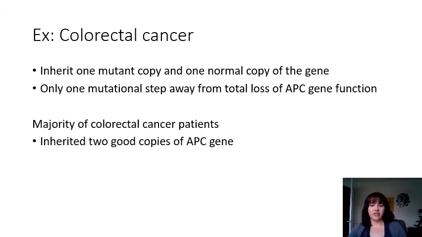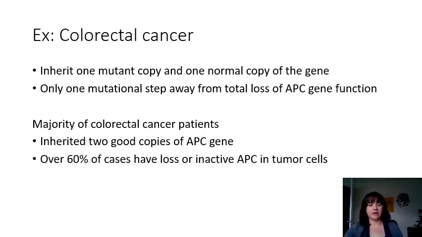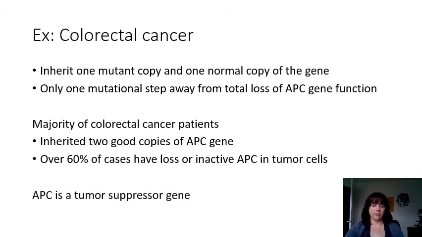So by researching these families, they were able to identify this APC gene that was mutated. And they found that this was actually important information for the majority of other patients that didn't inherit this mutation. They were born with two good copies, but at some point later in life, this gene acquired mutations and was inactivated. And so this is a really good example of how people volunteering to participate in research has made an impact, because now we can better understand how colorectal cancer works in the majority of people.